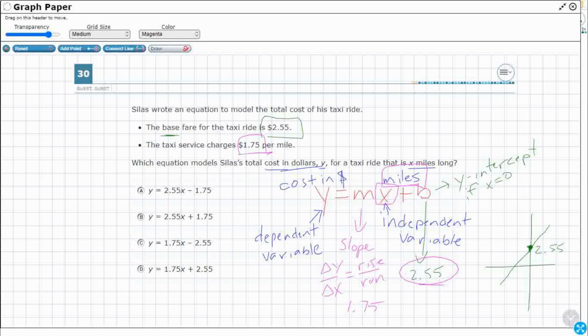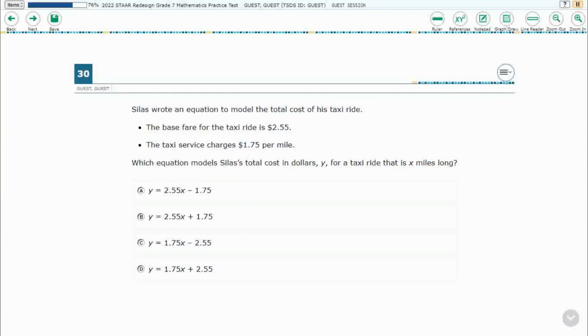So what looks the closest to that? Well, look at this D right here. So it's $175 per mile multiplied by x plus just the standard base fee of $2.55. That's just for sitting in the cab. So our answer here is D.